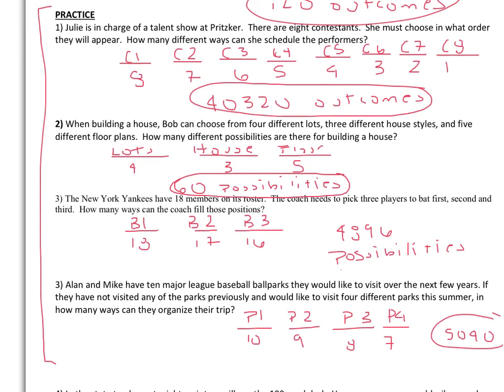Number 2, you have 3 different things you're choosing from: lots, styles, and floor plans. So you have 4 lots to choose from, 3 houses, and 5 floors, which gives you 60 possibilities total.